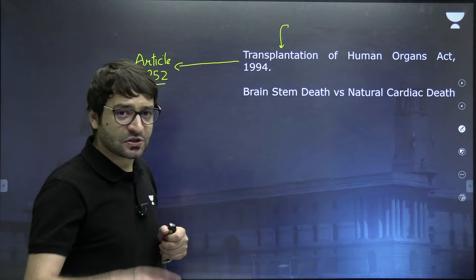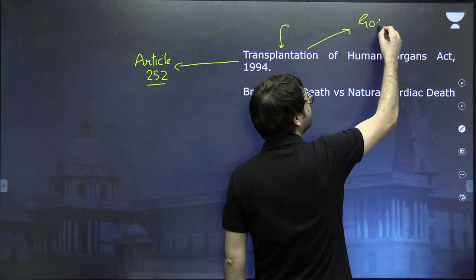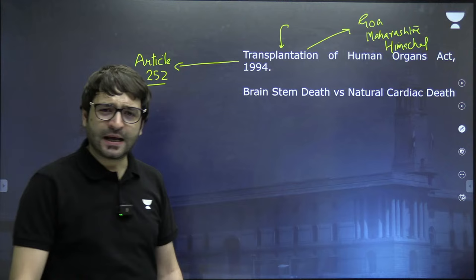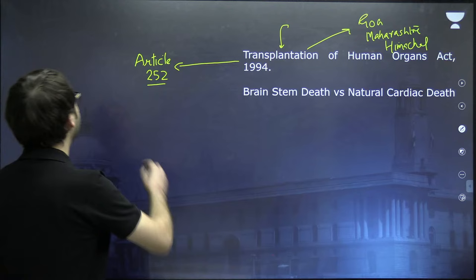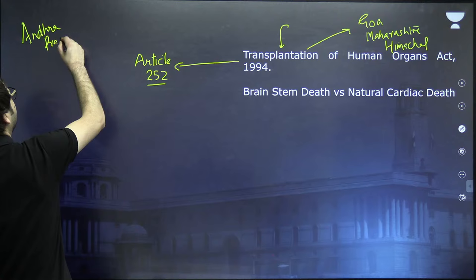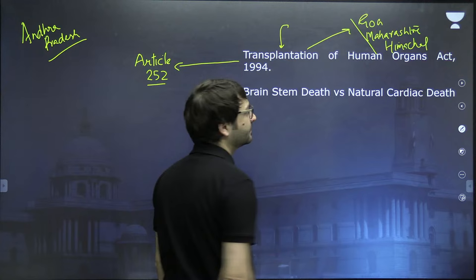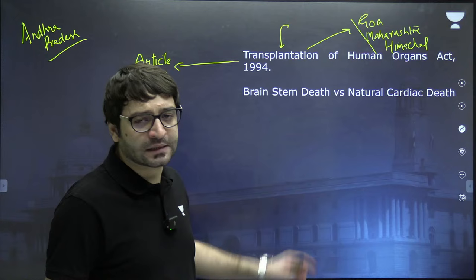Which were these three states? Goa, Maharashtra, Himachal. Then accordingly, almost all the states implemented this law except Andhra Pradesh, because Andhra Pradesh has its own law dealing with the Transplantation of Human Organs. Because the law passed under Article 252 applies to only those states which have made this request. But subsequently, other states can also implement this law. Andhra has not done that.